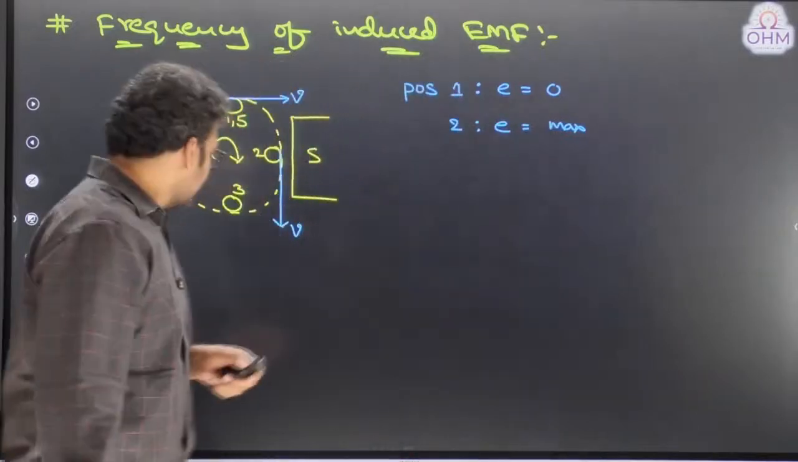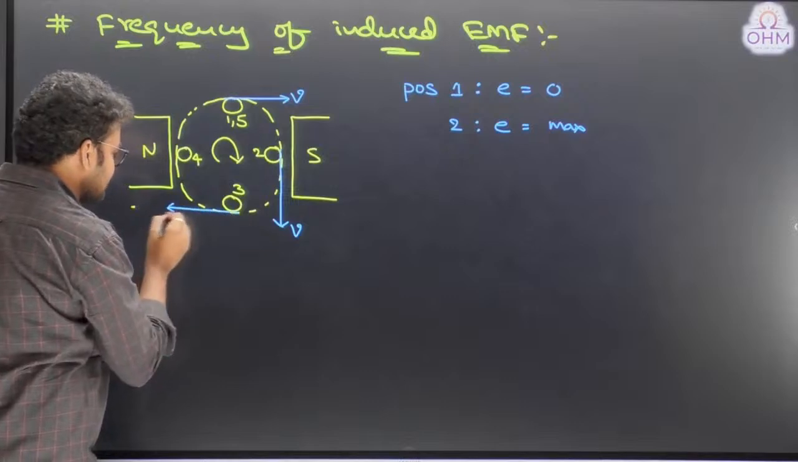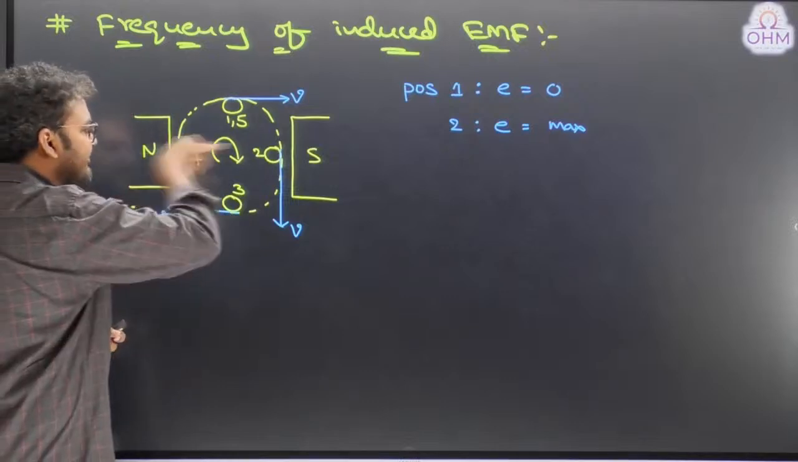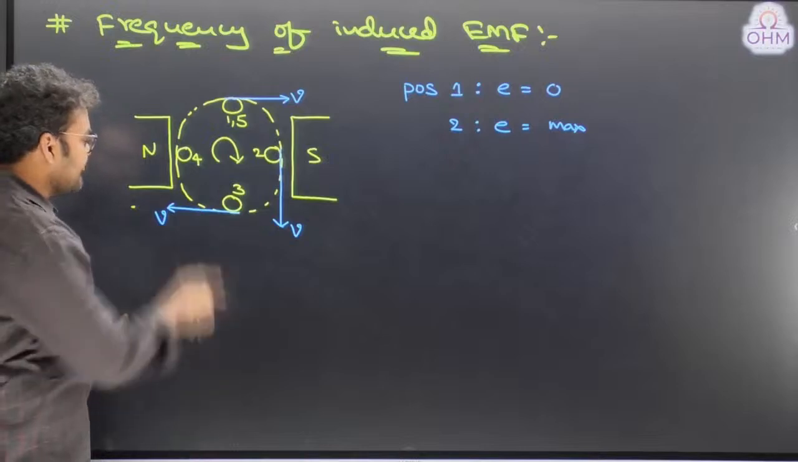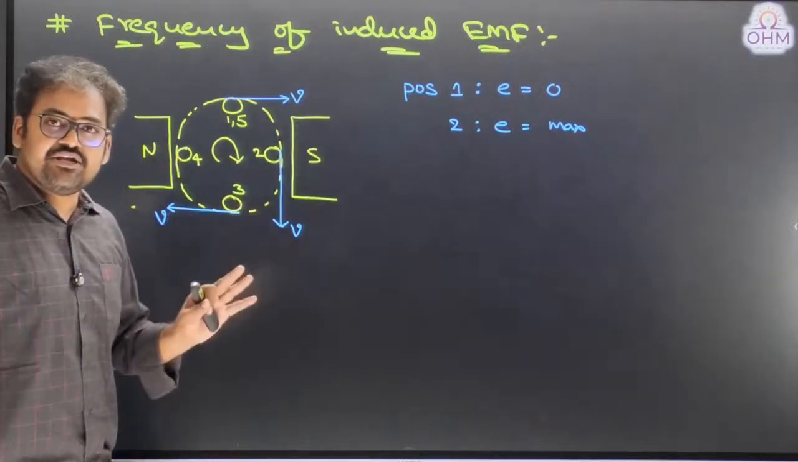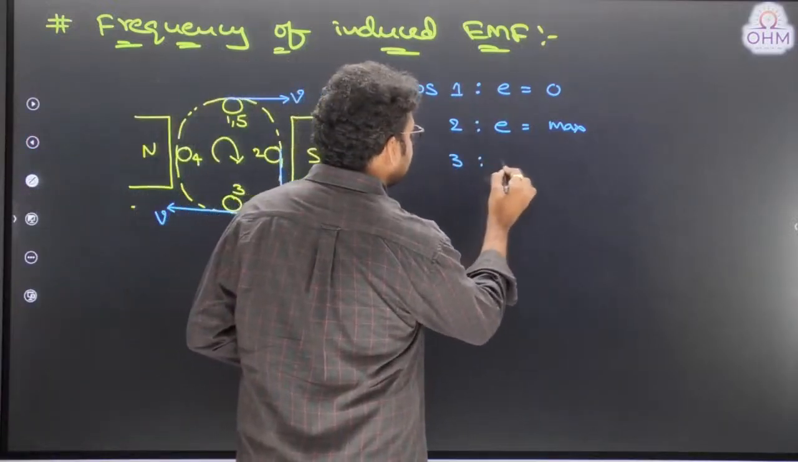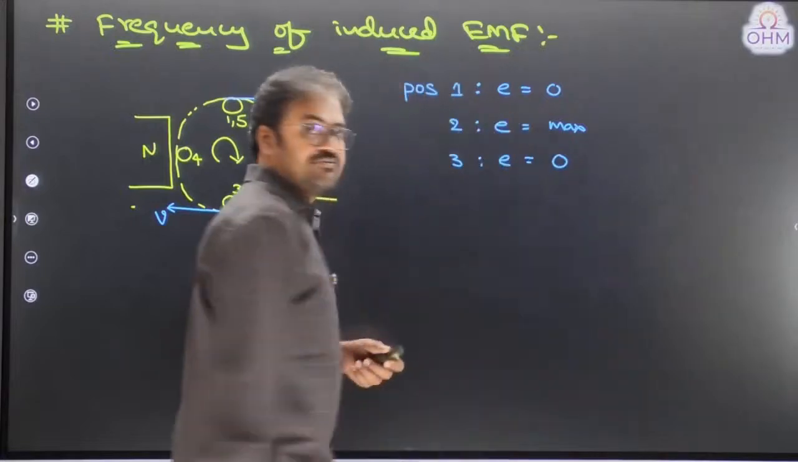Clear? Okay. Next, position 3. Clockwise movement. Therefore, this is the velocity of the conductor. Magnetic field is from north pole to south pole. Therefore, the angle between flux line and conductor movement was 180 degrees. What is sine 180? 0. So, therefore, at position 3, the induced EMF is again 0.